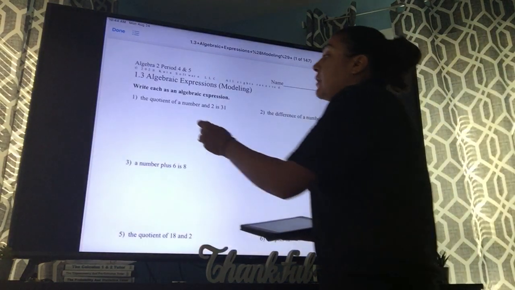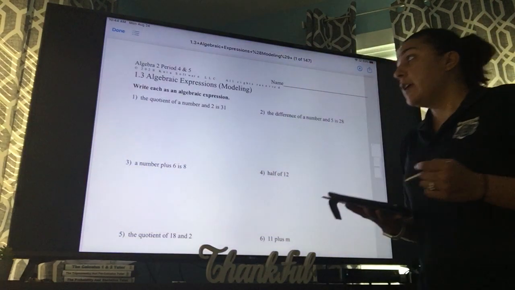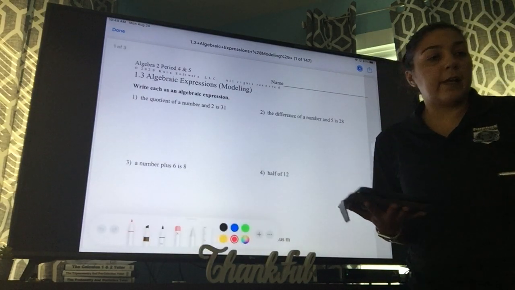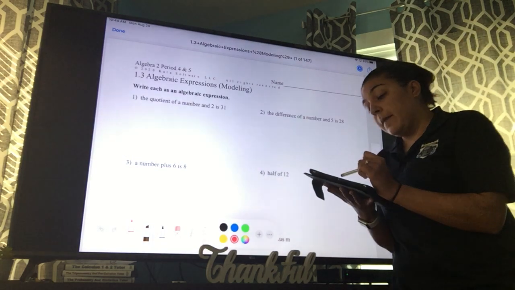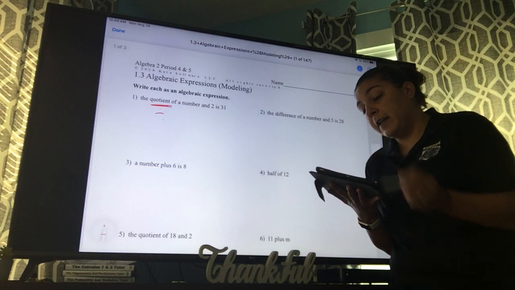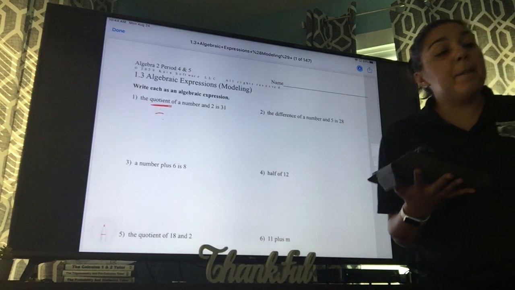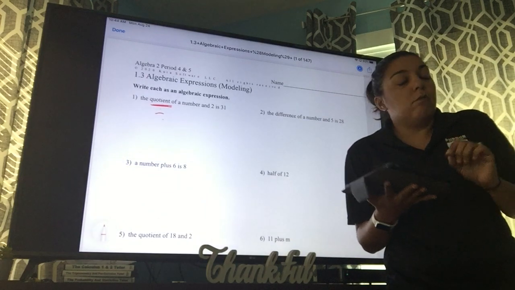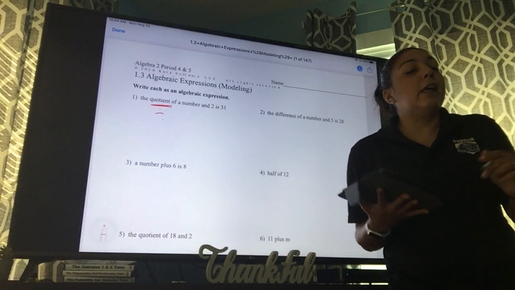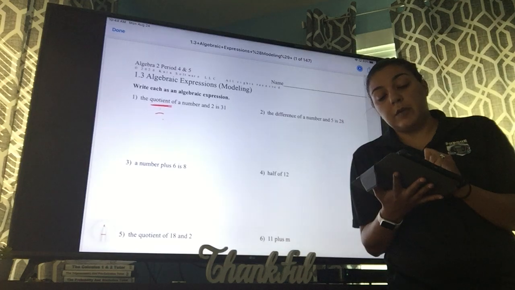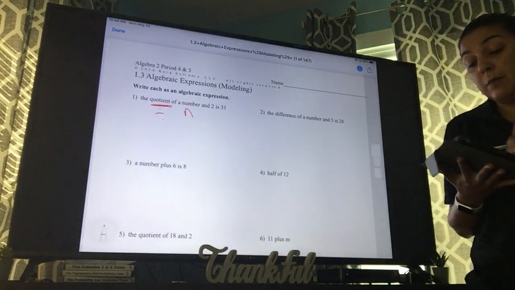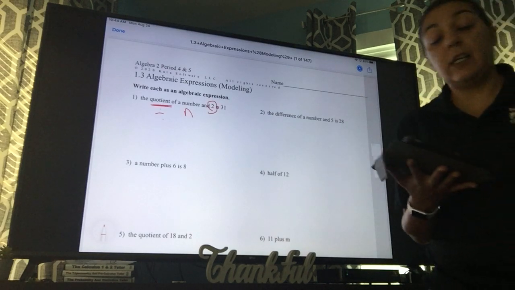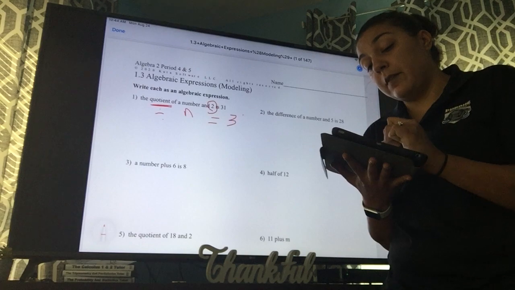Some of these you're going to need to do the vocabulary. So it says the quotient of a number and 2 is 31. Quotient means divide. Whenever you see a number, that just means any number, so you can write that as a variable. You can use n, x, whatever you want. I'm going to say n for number, and then "is" always means equals. So we have equals 31.